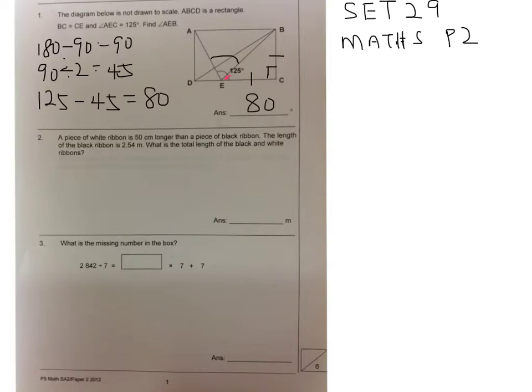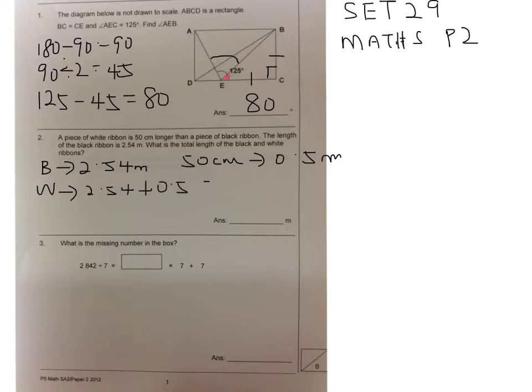Okay, now move on to question 2. A piece of white ribbon is 50 centimeters longer than a piece of black ribbon. The length of the black ribbon is 2.54 meters. 50 centimeters is 0.5 meter, since 1 meter equals 100 cm. So for the white, it is longer, so that will be 2.54 plus 0.5. That will give us 3.04 meters.